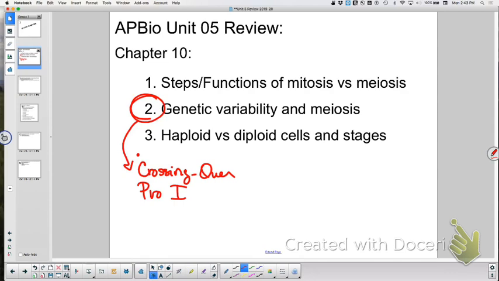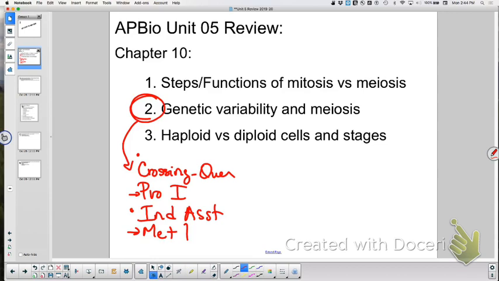What's way 2? Independent assortment. And when does that occur? Metaphase 1. You cannot independently assort in metaphase 2 because there's nobody to assort with; you are the same. But you have homologous pairs in metaphase 1. So you could have all the dad chromosomes on one side, all the mom chromosomes on another side, or any combination of those. That's your second area. That's why you can have a tall plant that has round seeds, and you could also get a tall plant that has wrinkled seeds because of independent assortment.